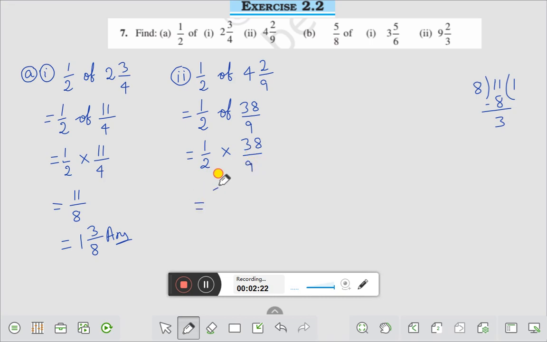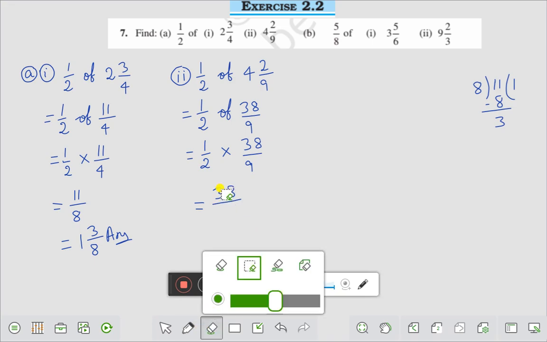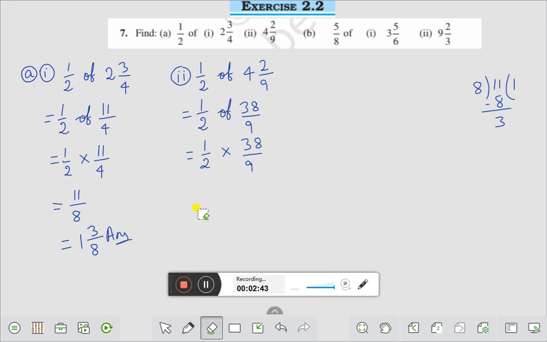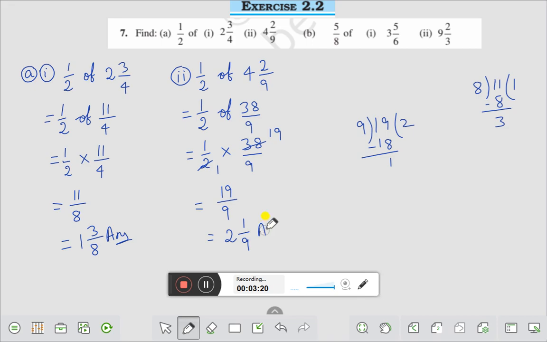If you multiply 38 into 1, that is 38, and 2 nines are 18. Or you can cut this into the lowest term. You can change into lowest term also, right? Let us change into lowest term first to make it smaller. Here it will be 2 ones are 2, 2 nines are 18, that is 19 by 9. If you divide 19 by 9, you will get 9 ones are 9, 18, that is 1. You are getting 2 whole 1/9. This is the answer of question number 2.